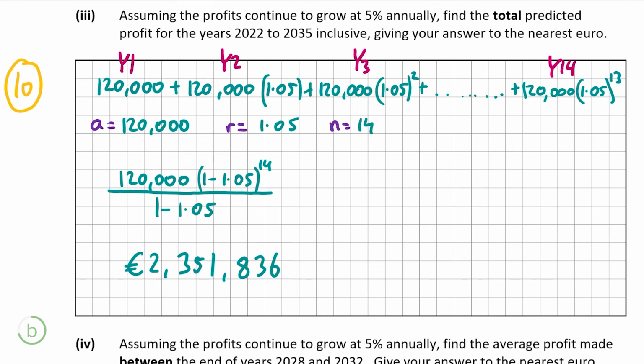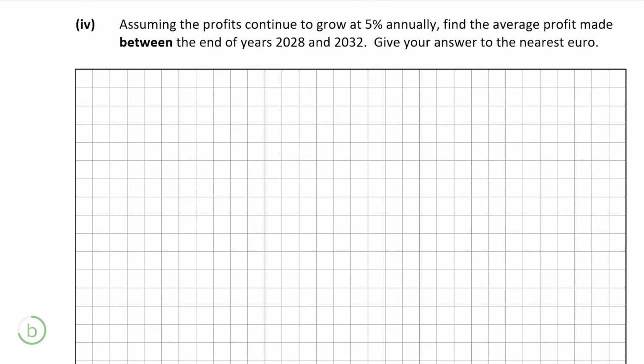So now we're going to move on to the final part of the question, which is B part 4, and this is worth 5 marks. It asks us to find the average profit made between the years 2028 and 2032, assuming the profits continue to grow at 5% annually. To find the average of something, we can either add up all the values and then divide by the total amount of values, or we can integrate over the range using this particular formula, 1 over b minus a, and then the integral from a to b of the function.